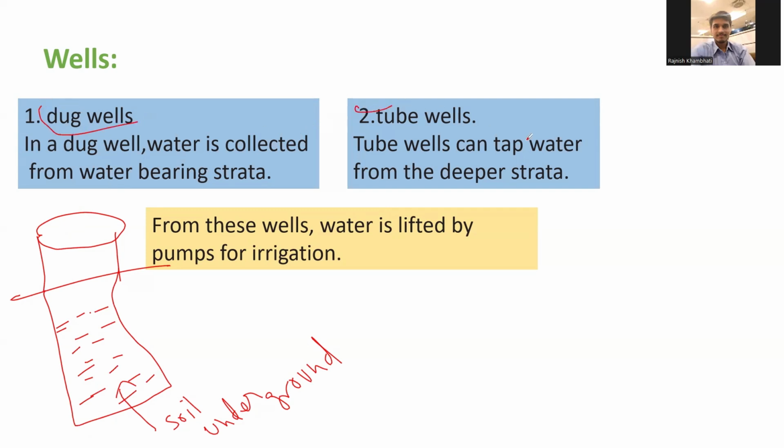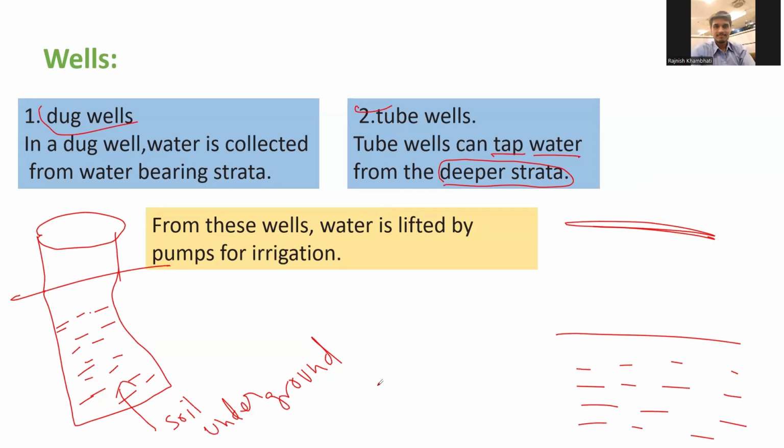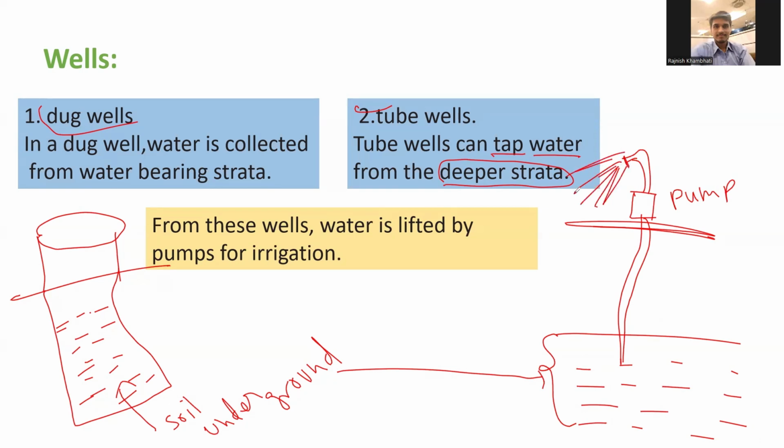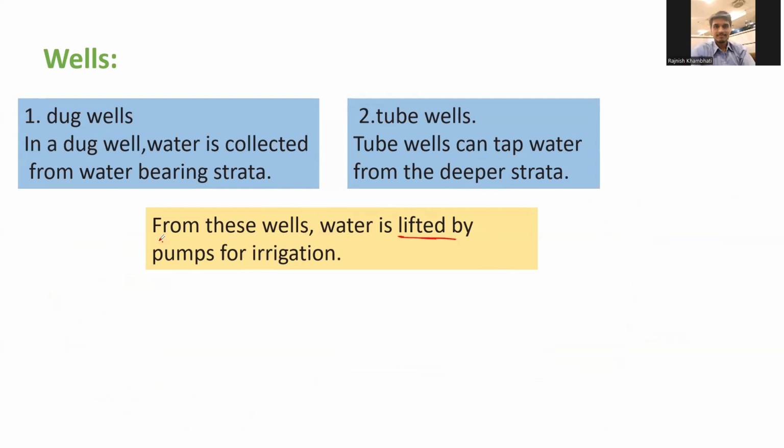And the second type of well is known as a tube well. A tube well can tap water from deeper strata. That means this is the soil level, and this is another level. This is the water, deep down underground. This is underground water. So we will be using some pump, and that pump will pump the water outside. Water comes outside through the pump. These kinds of wells are known as tube wells. So with the help of a pump, we pump the water from the deep underground water. These are the two types of wells we can use for irrigation. From these wells, water is lifted by pump for irrigation.